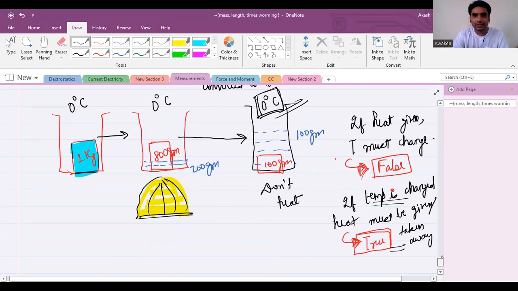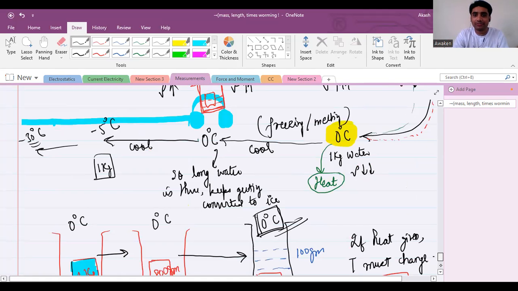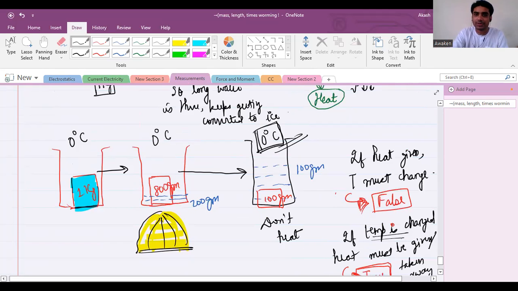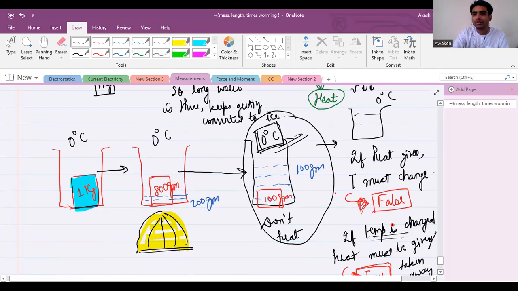This much is clear. So the ice and water will coexist at 0 degrees centigrade. That is the speciality. And now, finally, at 0 degrees centigrade, all the ice will get converted to water. Now, water can be further heated, no problem. But then ice won't remain. You can't say ice at a temperature of 10 degrees centigrade. That is not possible. Got it?